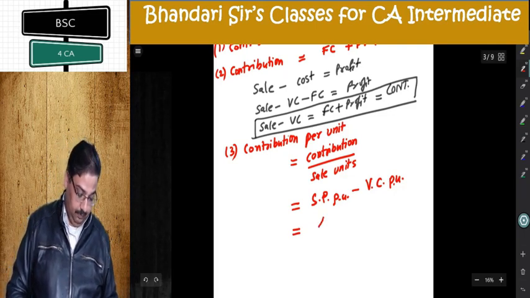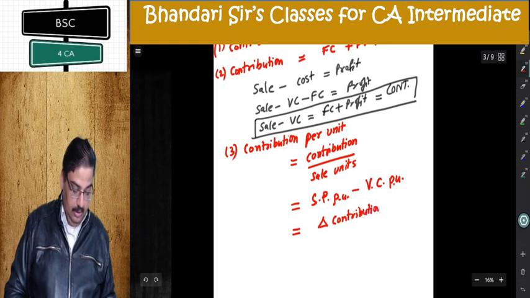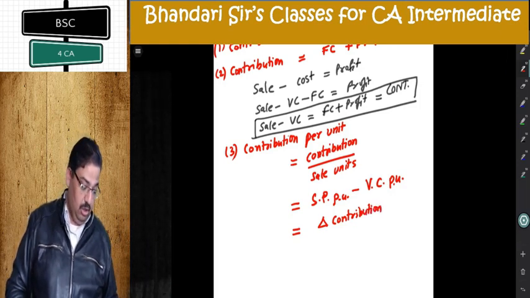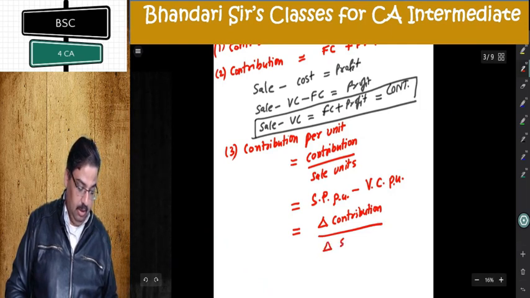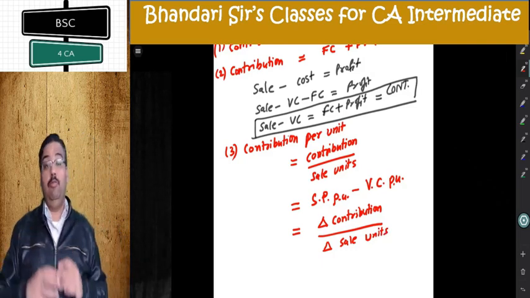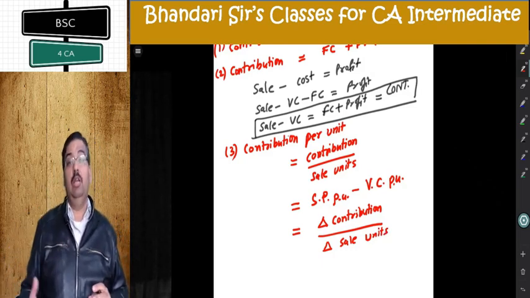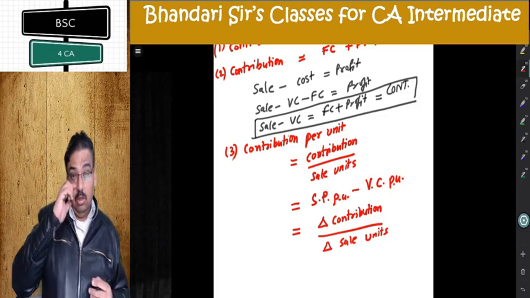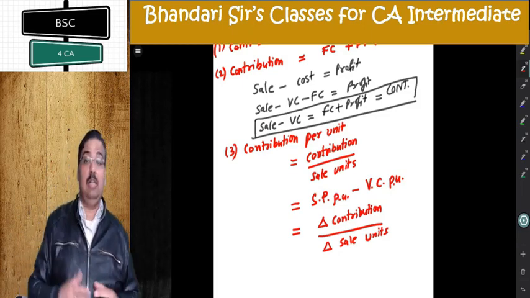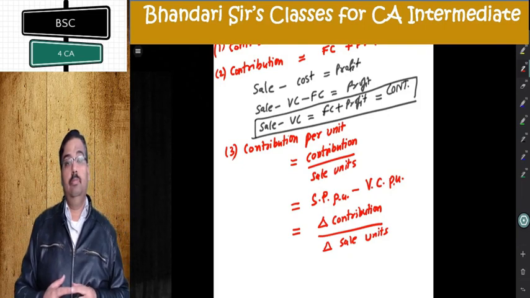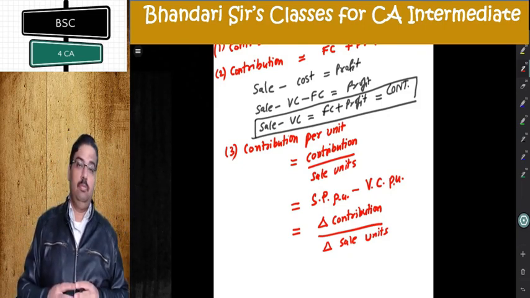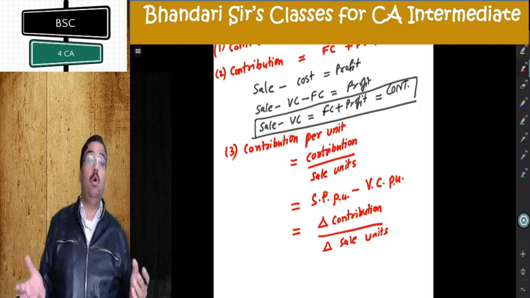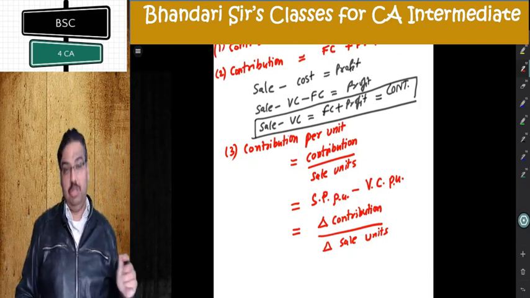Another formula: delta means change. Change in contribution divided by change in sale units. Some questions do not give you original contribution, original sale or new contribution, new sale. It says during the current year contribution increases by 10,000 and sales increase by 1 lakh units. So contribution per unit, how do I compute? Change in contribution by change in sale units, 10 paisa per unit.